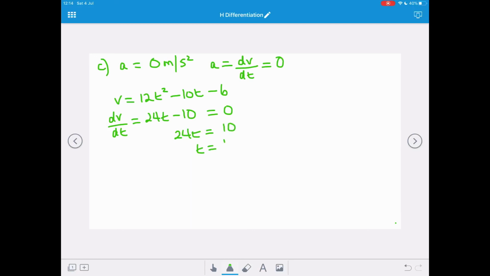So doing some rearranging, we end up with t equals 10 over 24, and we must remember to simplify that fraction to 5 over 12 seconds.